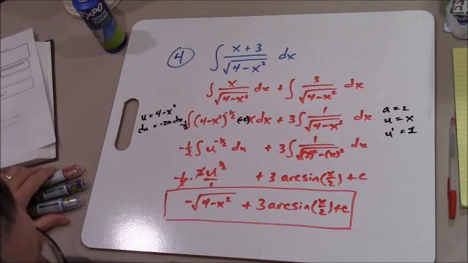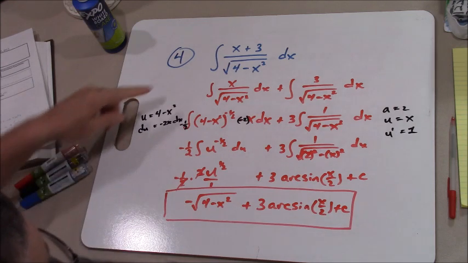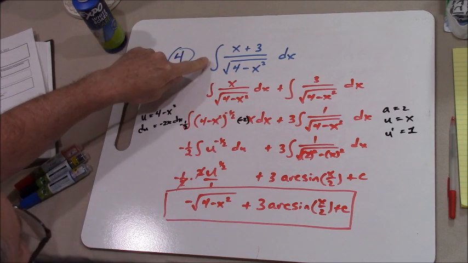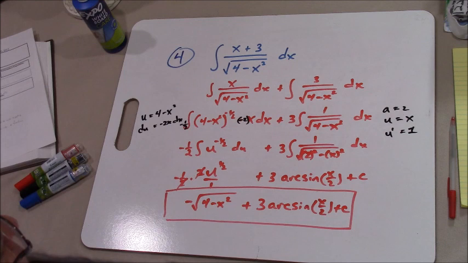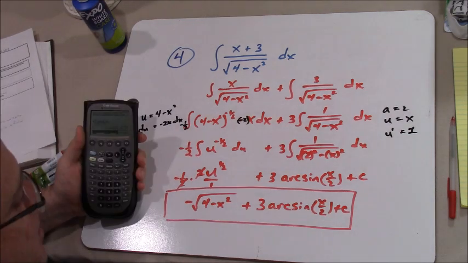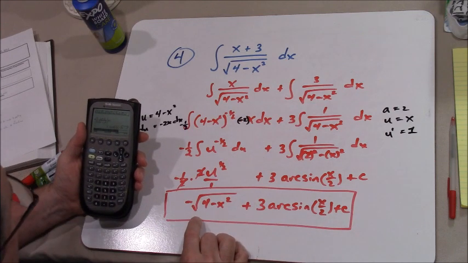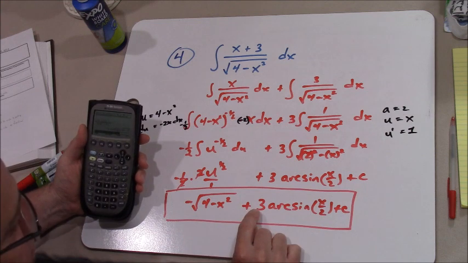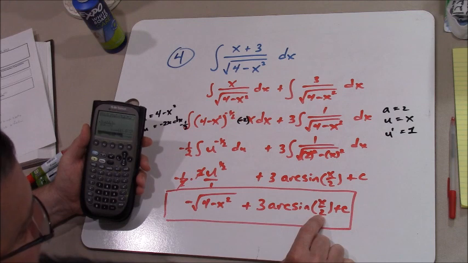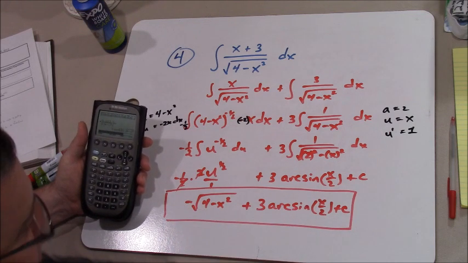So just to make sure that things are working the way they're supposed to, we should be checking these each time with our graphing calculator. So go ahead and do that real quick. Punch this into the calculator, see what you get. Go ahead and hit the pause button while you do it. Alright, so I just did the same thing, and what I got for my answer was, starts off with 3 inverse sine, same as arc sine, of x over 2, and then minus the square root of 4 minus x squared. So we got that right.